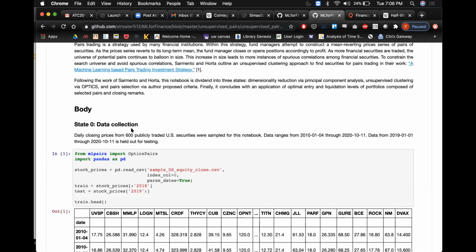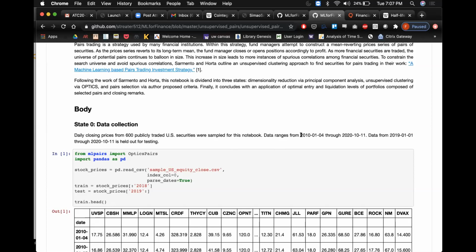Starting off, at step zero, we're going to get some data. The data set is 600 publicly traded securities. I got the daily close for 600 sampled securities, and I pulled it from Quandl. You can use Yahoo Finance; you can really use any data set that you want. That was just the data that I had on hand.